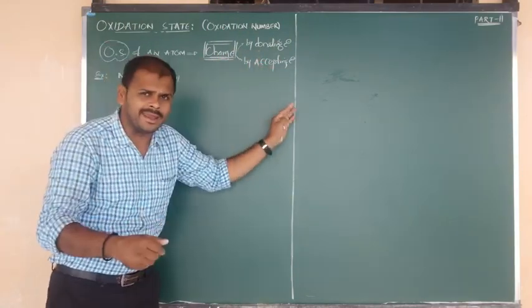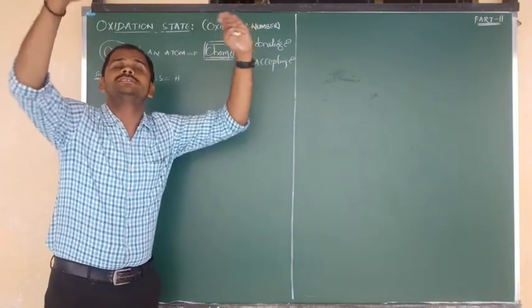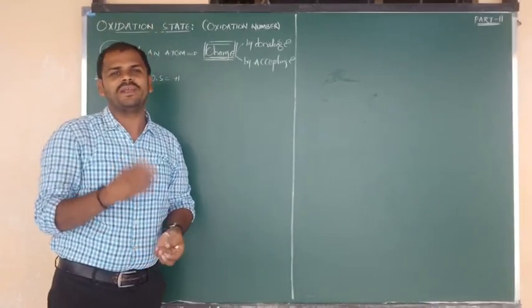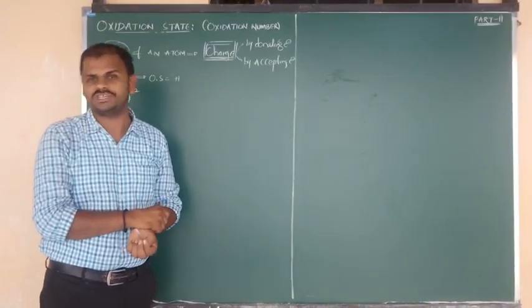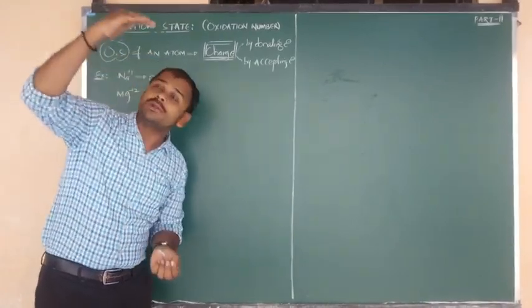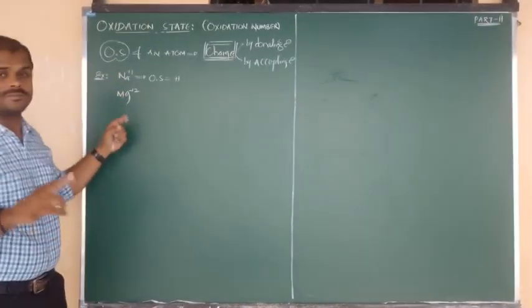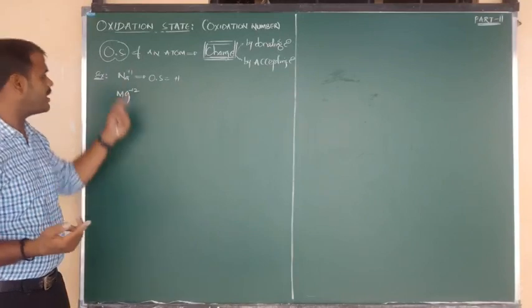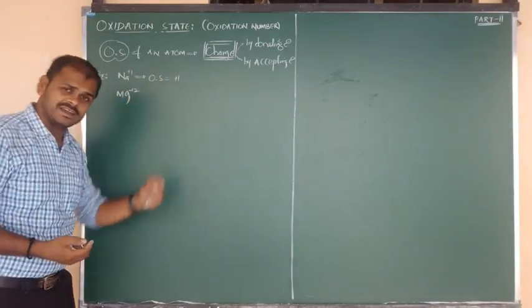Why are they losing and gaining? The reason is to get a stable octet configuration. To achieve the stable octet configuration, sodium and magnesium lose electrons. Sodium loses 1 electron. After donation of 1 electron, the charge is +1. So the oxidation state is +1.